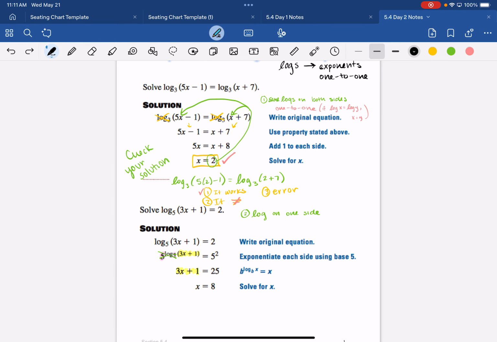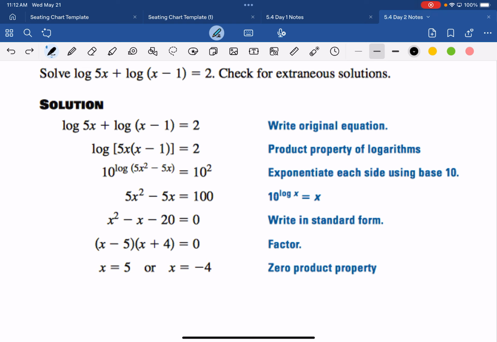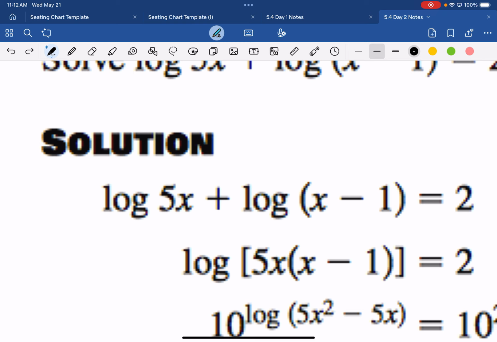Okay, this is our last one, probably the harder one, just because there's more steps, okay? So I have 2 different logs. Are they on different sides, though? No, they're on the same side. But what do you notice about the logs? They're the same base, right? So they're both base 10. Okay, I'm just going to zoom in on just this side. I'm going to ignore the equals 2 for a second. I'm just looking over here. How could I condense this and make it 1 log? Look below. What are we doing?